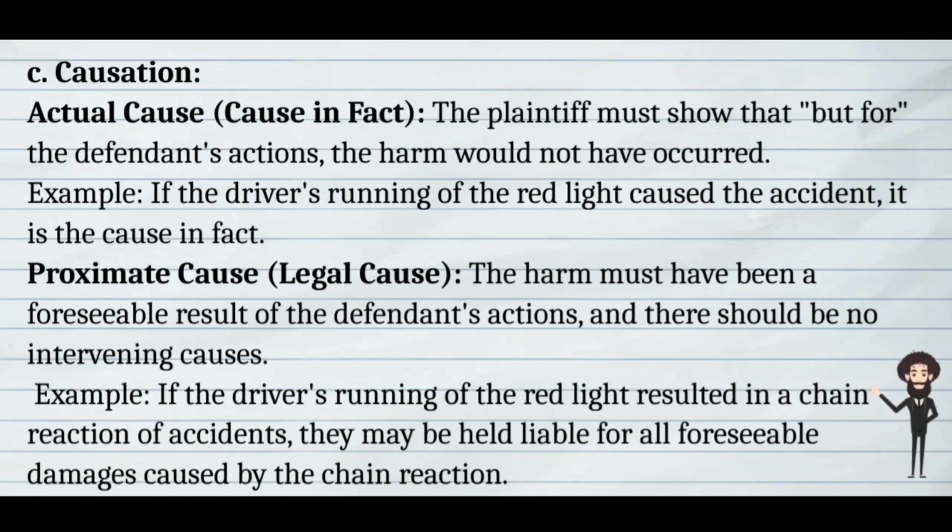The plaintiff must show that, but for the defendant's actions, the harm would not have occurred. Example: if the driver's running of the red light caused the accident, it is the cause in fact. Second type is proximate cause, or legal cause. The harm must have been a foreseeable result of the defendant's actions, and there should be no intervening causes. Example: if the driver's running of the red light resulted in a chain reaction of accidents, they may be held liable for all foreseeable damages caused by that.